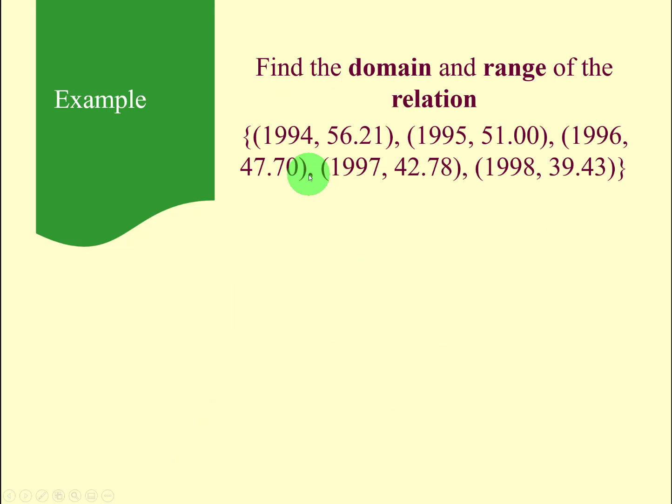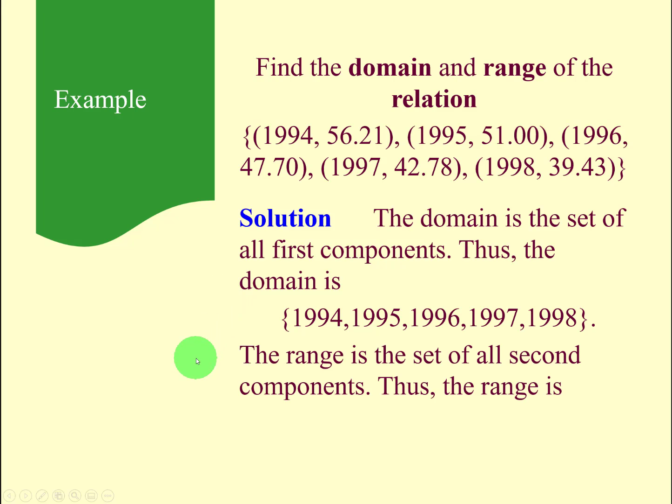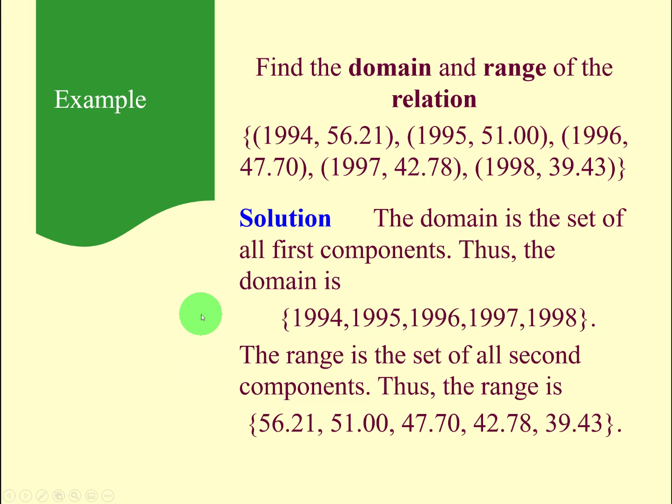Here's an example where you find the domain and range. Here's the problem: find the domain and range of these ordered pairs. You see the ordered pairs, so all you need to do is separate them. First, the domain is the first component, so I'm going to separate each one of them out and list them. And then I'm going to take the second component and list them in set notation. And that's how you do this type of problem.